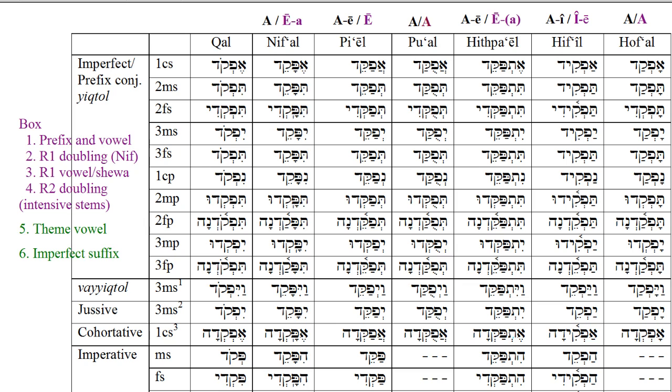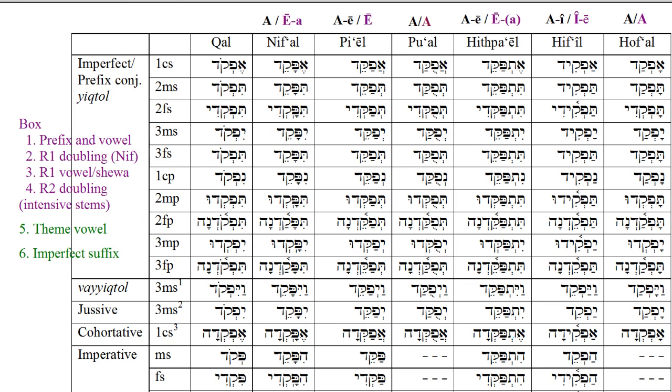We have two other characteristics that will help us to parse. If we go in order from right to left, the next characteristic we see after the R2 doubling is the R2 vowel, which we call the theme vowel. The theme vowel is particularly important for weak verbs and for forms in the chart below the imperfect, such as imperatives and infinitives. The last characteristic, and one that we have to know to parse an imperfect, is the imperfect suffix. So with the box characteristics of an imperfect, the theme vowel, and the imperfect suffix, we can parse virtually any imperfect form.